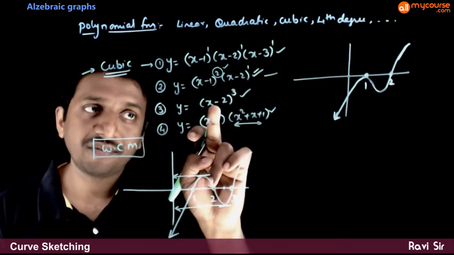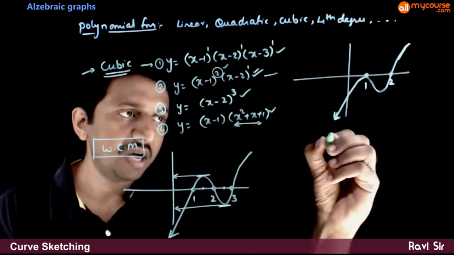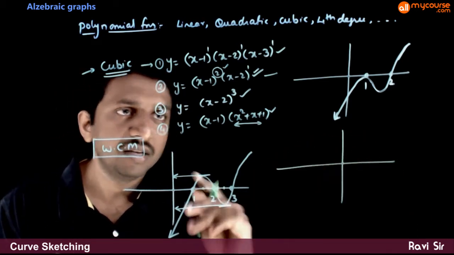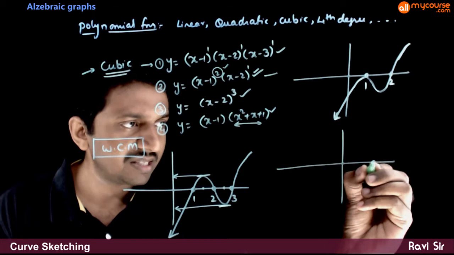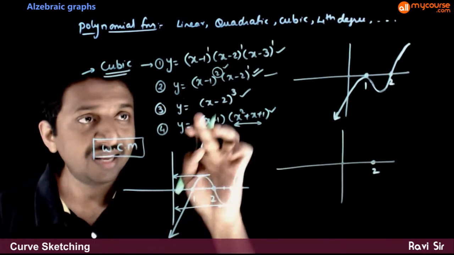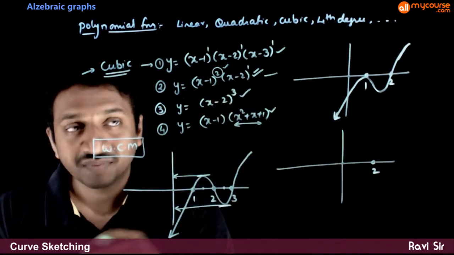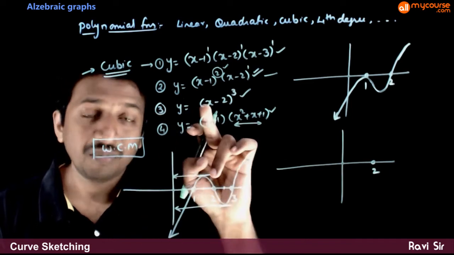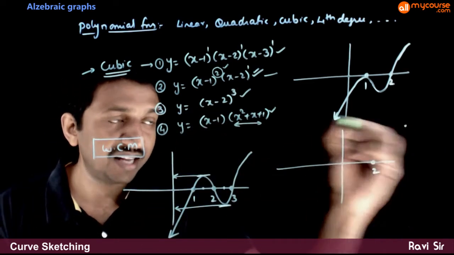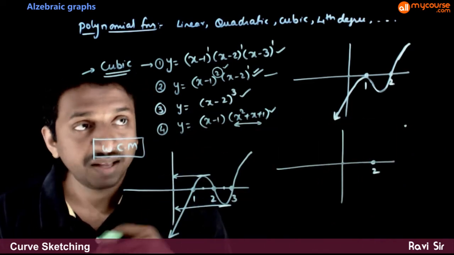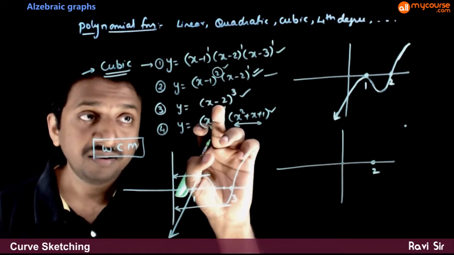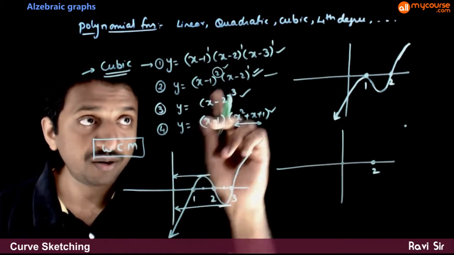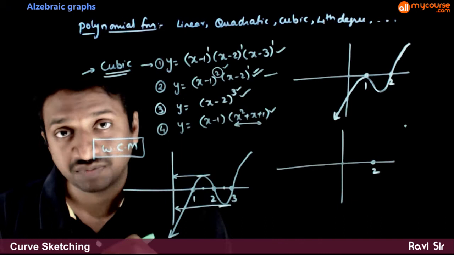And if you want the graph of (x minus 2) whole cube, how does the graph look like? You have a single zero, x is equal to 2. The leading coefficient is positive, so you start the graph from here, from the top. And 2 is a repeated root which is getting repeated 3 times.